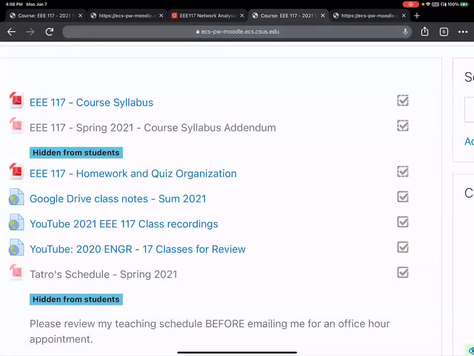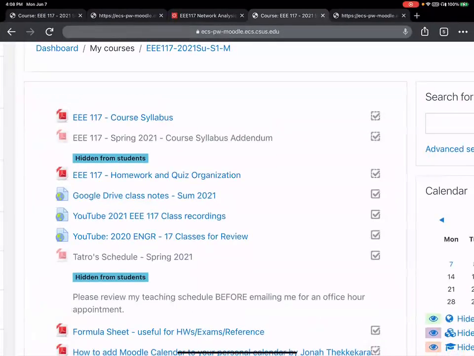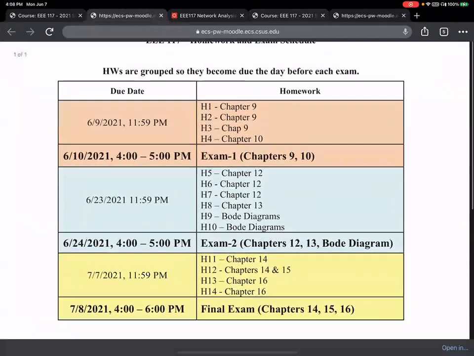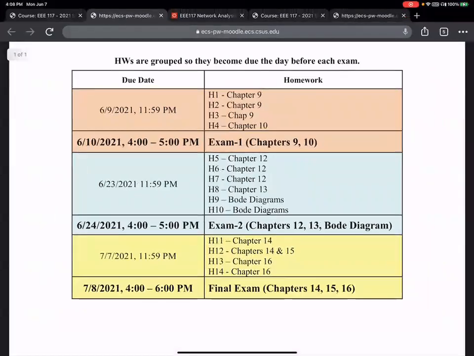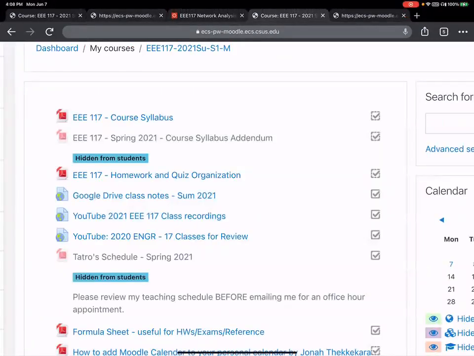A couple of quick announcements before we get started. Let's see, if you look at the exam schedule, the 9th of June is when homeworks 1, 2, 3, and 4 are due. So this should be a pretty good review of what you should have picked up in the Engineering 17 course. Then on the 10th, that's exam 1, the review exam for chapters 9 and 10. So that's something you want to pay attention to.